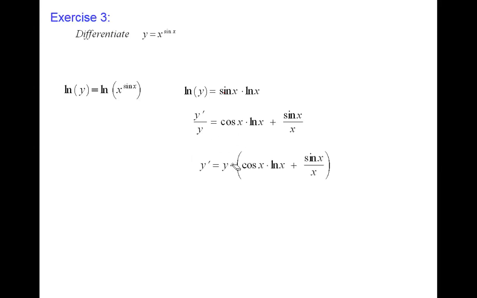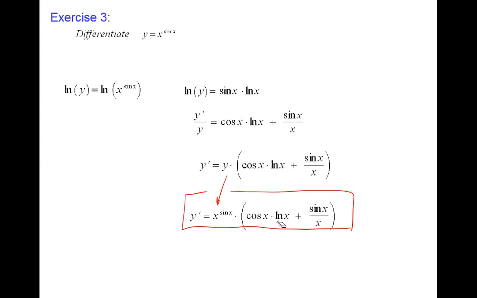Multiplying both sides by y, and rewriting y as the original function. I mean, the bracket in the parentheses, we don't have to do. We may try to get a common denominator, but we may leave it like that.